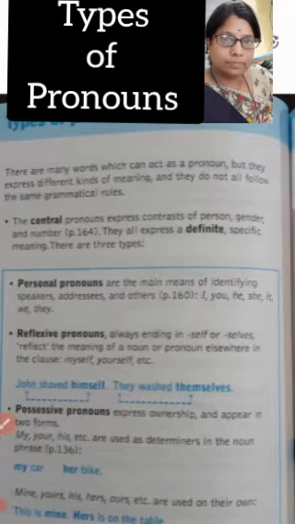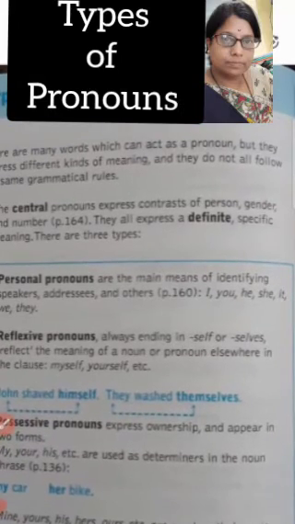Then we have possessive pronouns. The pronouns that express ownership and appear in two forms. So these are known as the possessive pronouns. They indicate possession, they show possession, ownership, and they have two forms. For example, my, your, his, etc., which are used as determiners in the noun phrase.